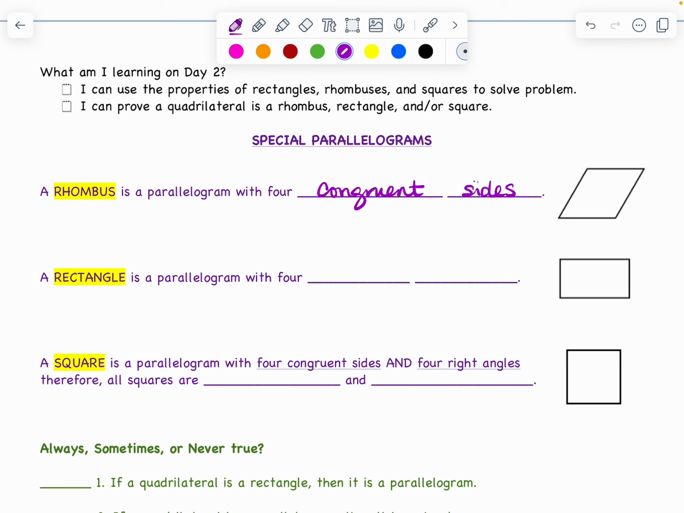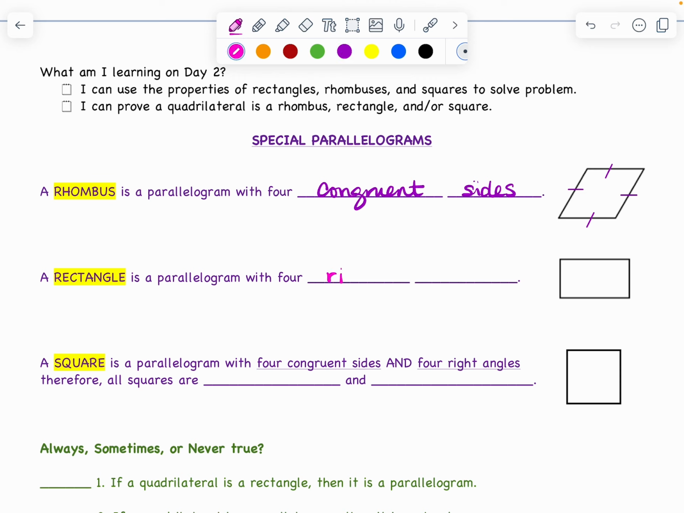Again, I'm going to try to go through this pretty quickly, so feel free to pause or rewind if you need to. All right, so if I'm labeling my picture, 4 congruent sides, right? That is the defining characteristic of a rhombus. It's a parallelogram with 4 congruent sides. Okay, moving on.